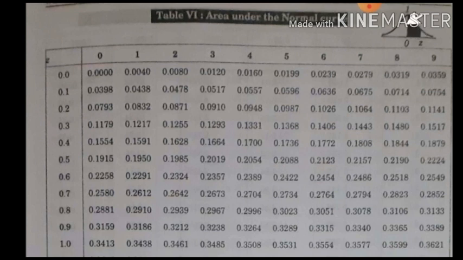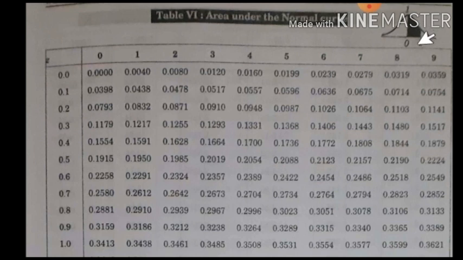Area under the normal curve from 0 to z point. That is a standard normal probability distribution. How are we standardizing it? Z is equal to x minus mu by sigma. By taking mu equal to 0 and sigma equal to 1, we are standardizing it to a normal distribution function. What is the purpose of standardizing?